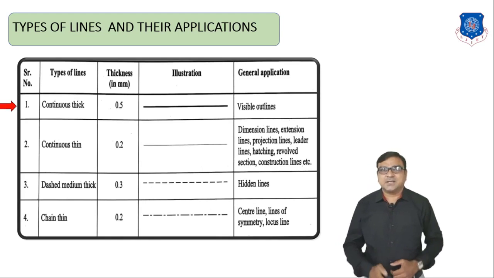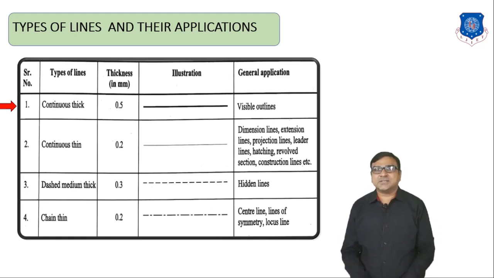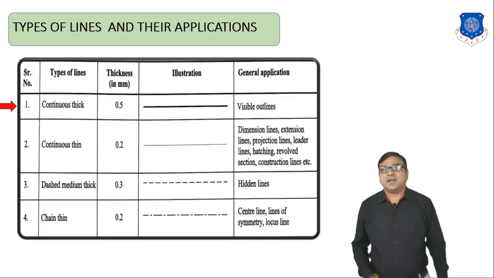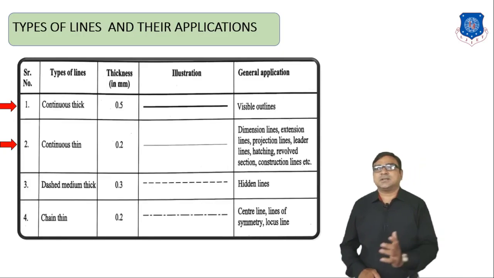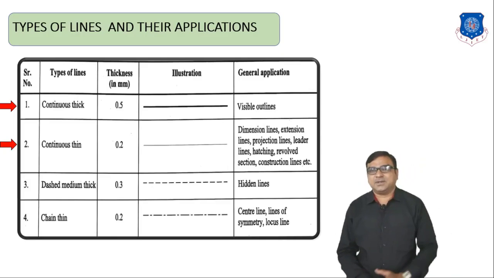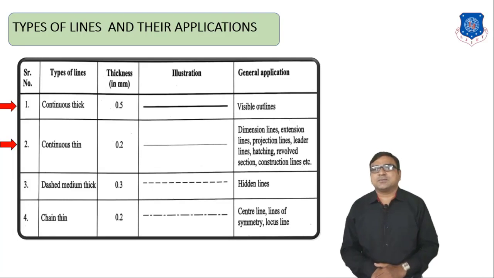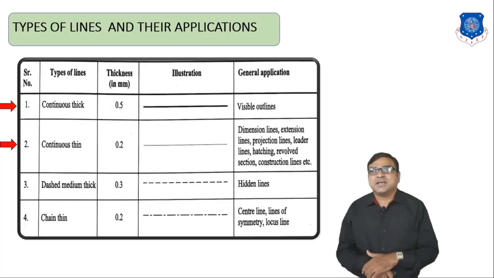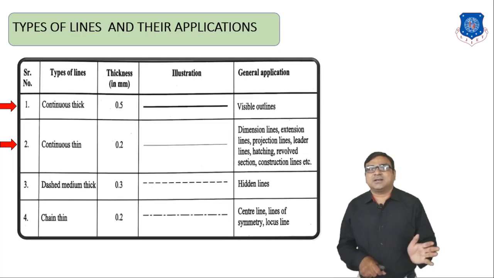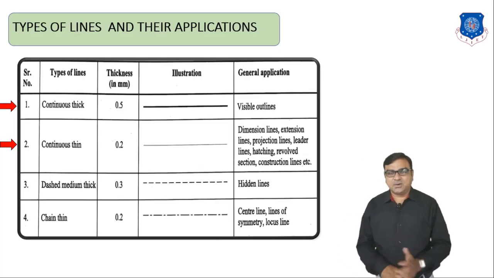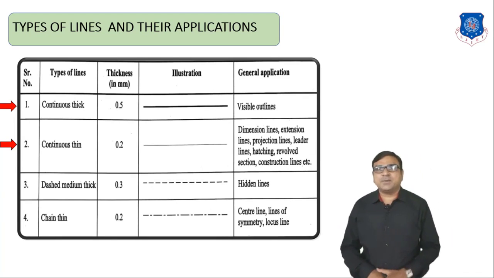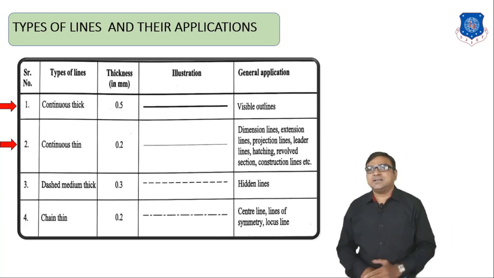So first, continuous thick line. The thickness of that line must be 0.5 millimeter and it looks thick, and the general application in drawing: most of the lines in drawing are outlines, and all these lines are continuous thick lines. Now continuous thin, 0.2 mm thickness, it is thinner than continuous thick.